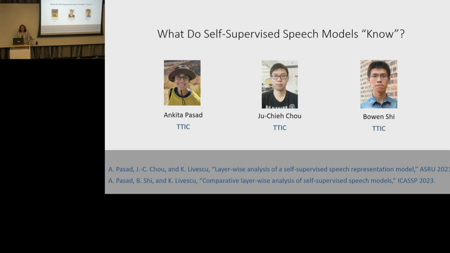I think Juche is also somewhere here in this room, maybe not. Probably best for him, he's seen all of this. And then Bowen is a student who has almost graduated and is already at Meta.